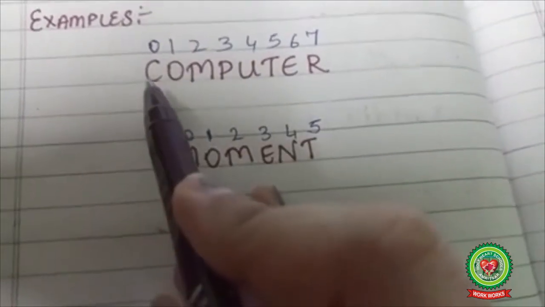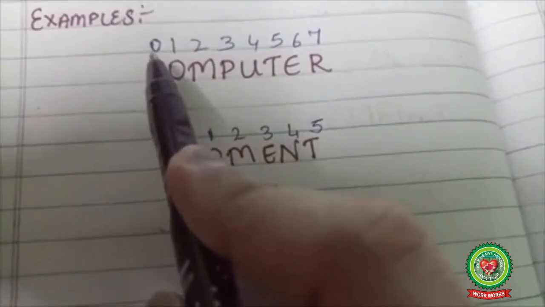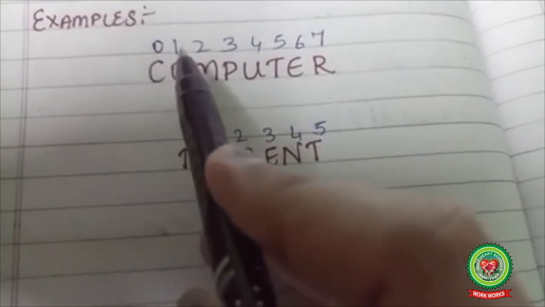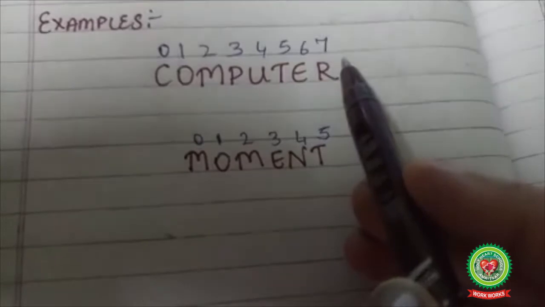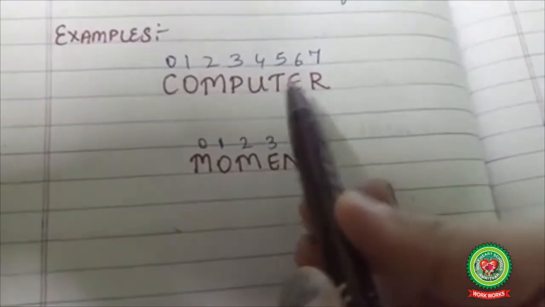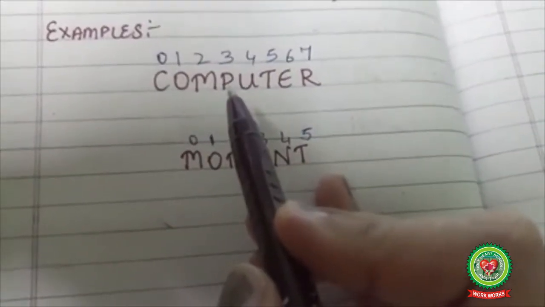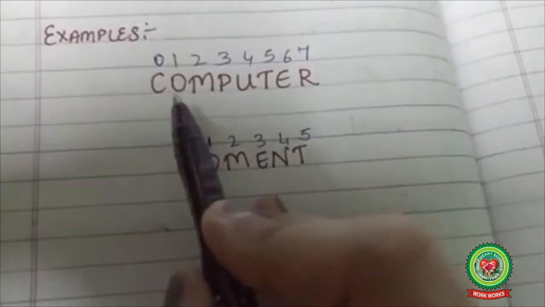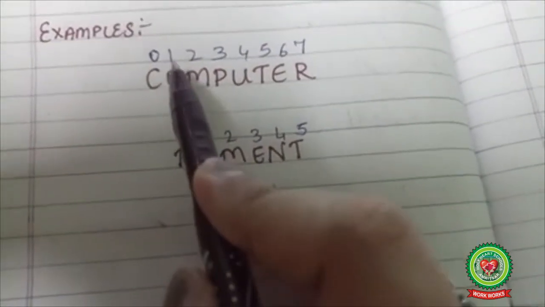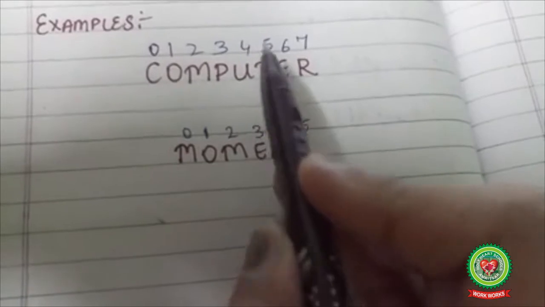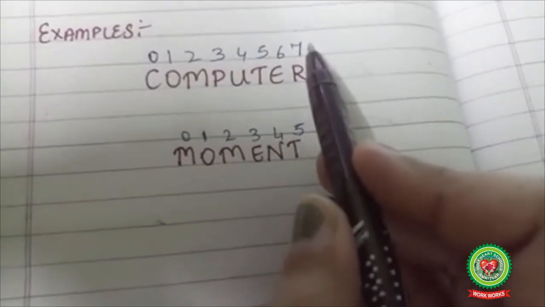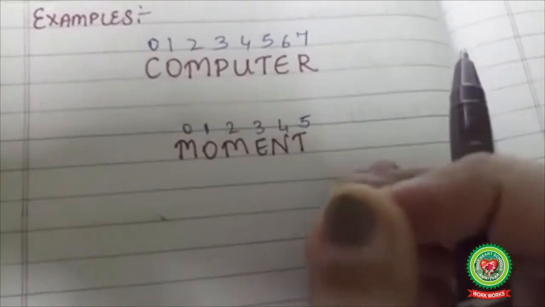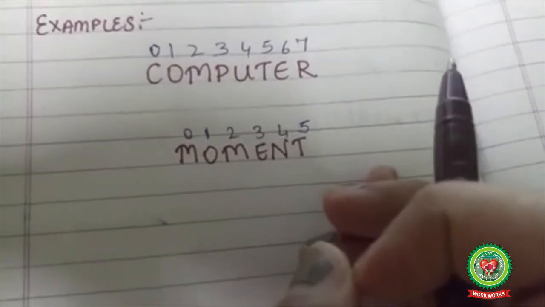You all know, index starts from 0. So, 0, 1, 2, 3, 4, 5, 6, 7. And index means position. So, what is the position of O? Yes, 1. Of U, 4. Of R, 7.